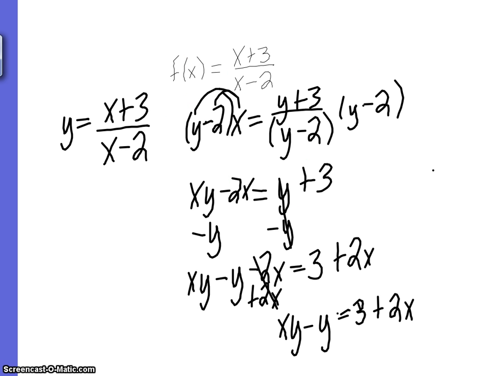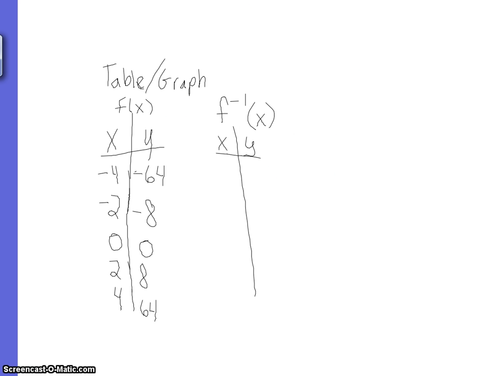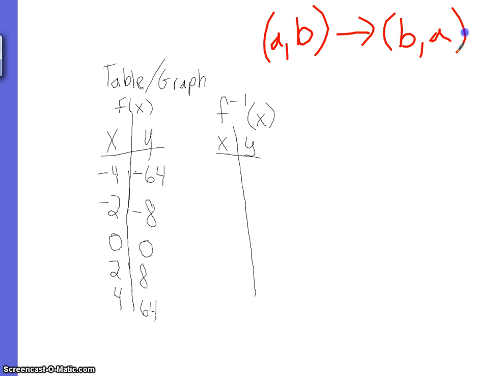So the last thing we need to talk about is a table. The tables are actually really, really easy to handle because of the definition. If I have a comma b, then the inverse has b comma a. Now when you're connecting the dots on a graph, the only thing to keep in mind is that they have to connect in the same order that they started in.